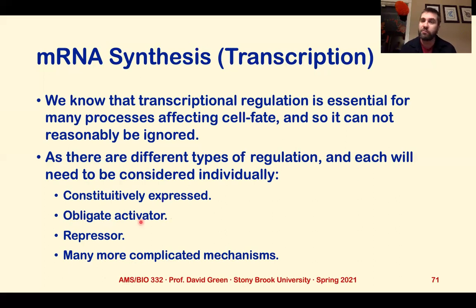We might talk about an obligate activator, a case where we need to have a particular transcription factor present in order to express a gene. We might be interested in looking at repression, a case where a transcription factor turns off expression of a gene. And there are many more mechanisms, particularly mechanisms where we have genes that are under the control of multiple transcription factors, that we might be interested in exploring. In this mini lecture, we're going to look at the first three of these only.